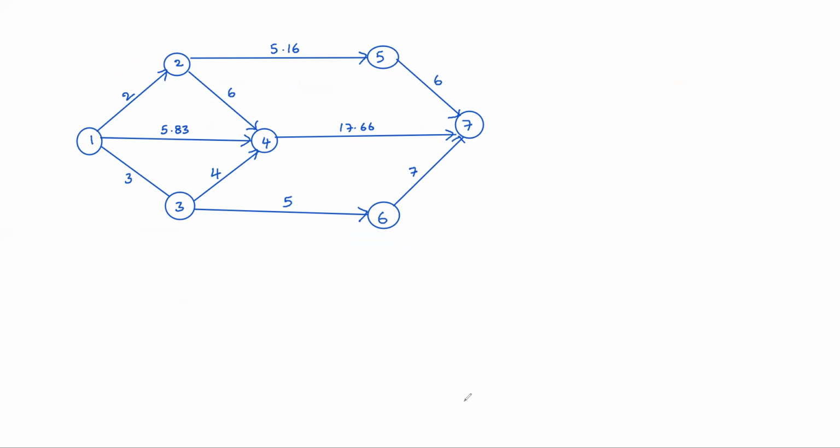Network with expected times. So after drawing the network with expected times, calculate TE, TL. What is TE? Earliest expected time of the event.